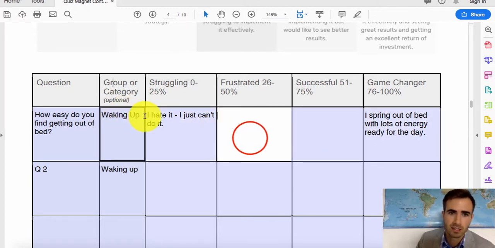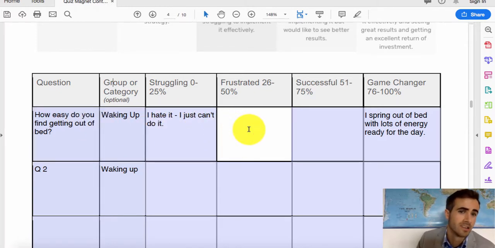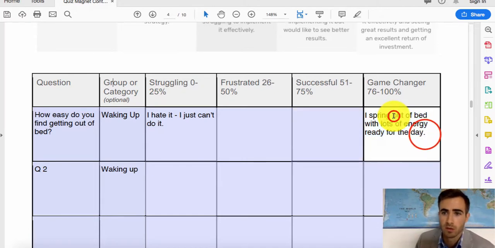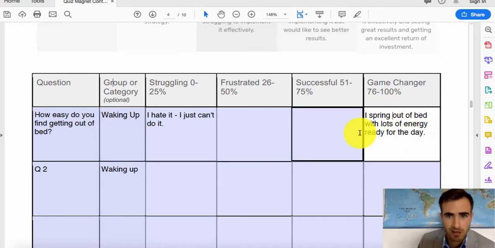This is now a little bit less than that, so I hate it, I can't do it. How easy do you find to get out of bed? This one might be around, I struggle some days, but other days I'm doing okay. Successful, 51 to 75% means I get out of bed, I feel okay, sort of thing. Whereas obviously game changer is ultimately they feel amazing getting out of bed.